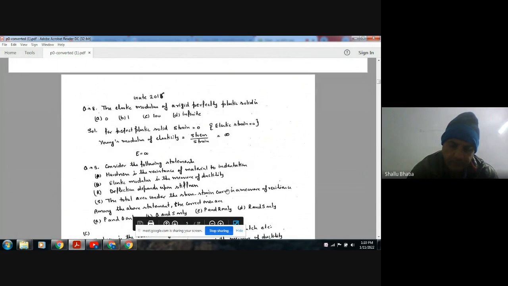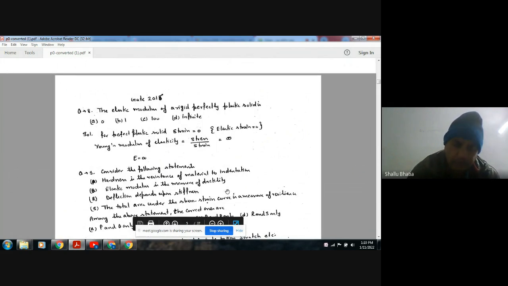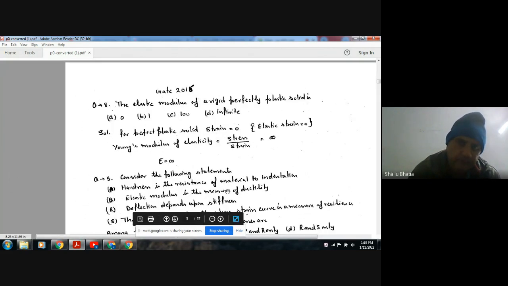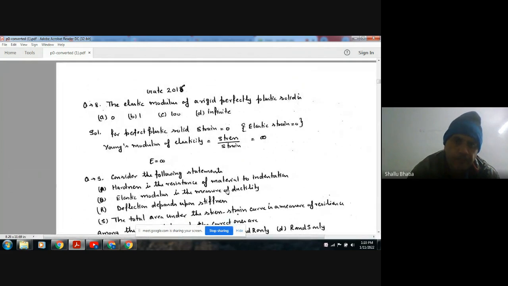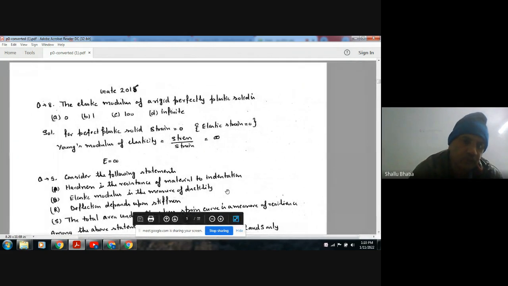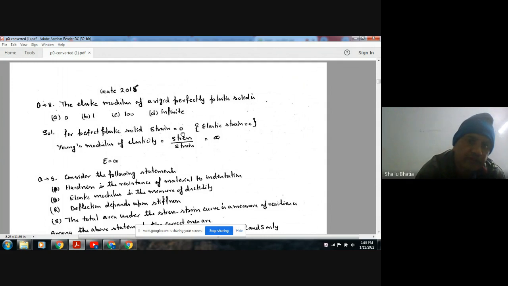Next, the elastic modulus of a rigid perfectly plastic body is: option A 0, B 1, C 100, D infinite. A rigid plastic body will not have any elastic strain, so for a perfectly plastic body the strain is 0. When the strain is 0, stress by strain is infinity, and that is the elastic modulus. The answer is infinity, option D.